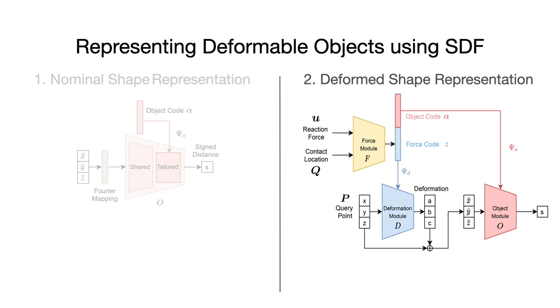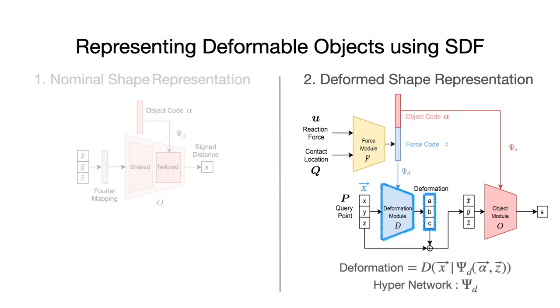The next step is to extend our nominal shape representation to capture object deformations due to external force or contact. VIRDO uses 2 main components to model deformations. First, it summarizes external contact locations and the reaction force as force code Z using the force module F. Second, it uses the summary to predict a deformation field using the deformation module. We define the deformation field as a 3D vector field that pushes a deformed object back to its original or nominal shape.